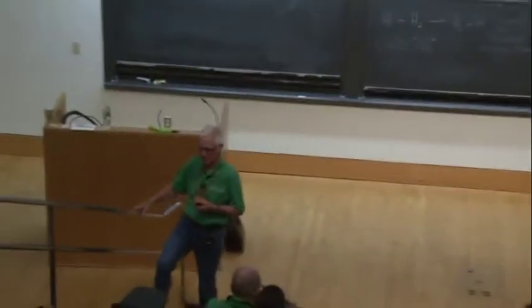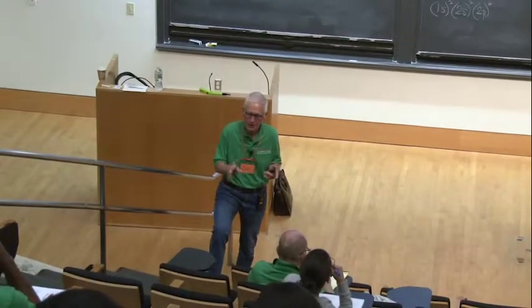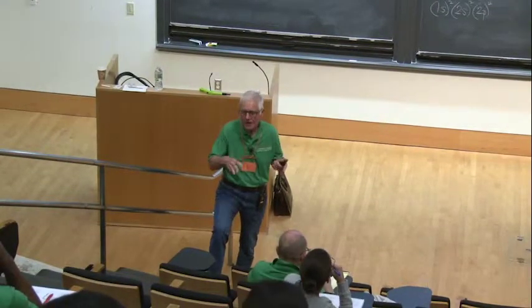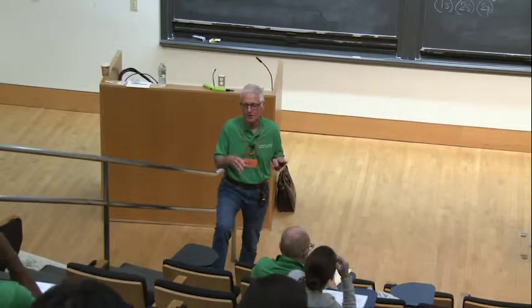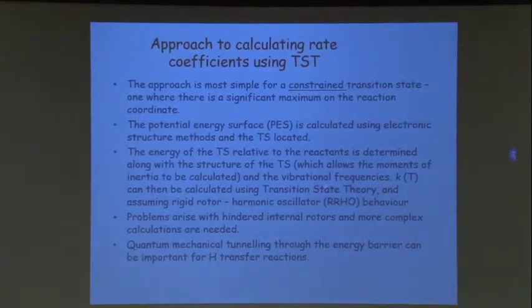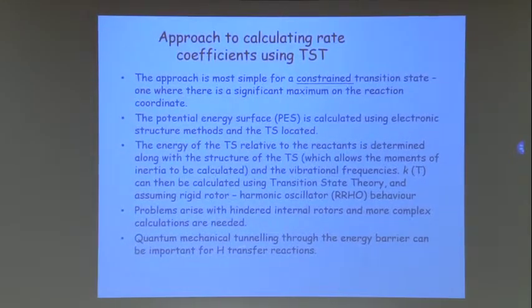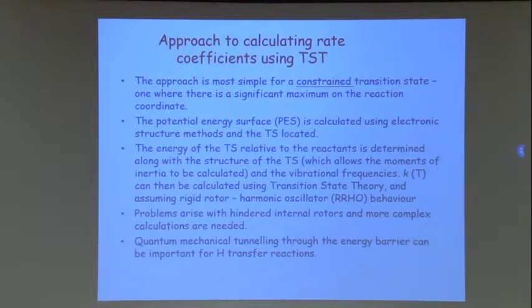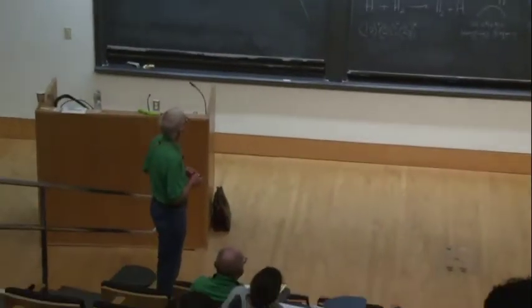rigid rotor harmonic oscillator approximation. And this means that we're treating all of the vibrations as harmonic oscillators. We said yesterday that they are actually anharmonic, but most calculations use a harmonic oscillator approximation. And we assume that the molecules, as they rotate, are rigid. And so these are approximations, and it's called RRHO. Problems arise with hindered rotors. I'll say a little bit more about this later on. And quantum mechanical tunneling through the energy barrier can be important for H transfer reactions, but not for other sorts of reactions.